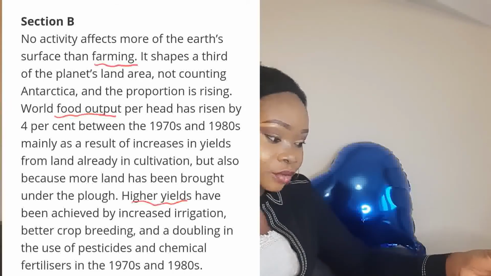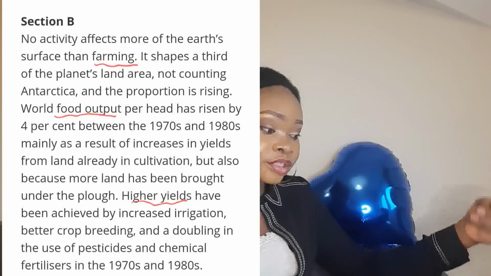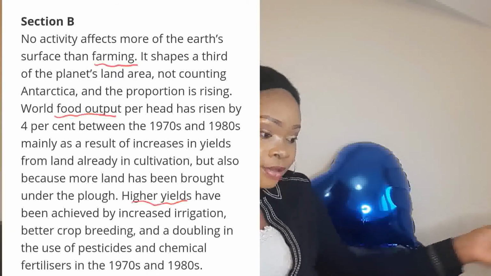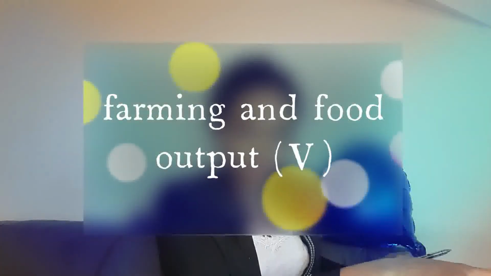Yields. And if you look here, you see where they wrote food output per head. So they're talking about yields. So now the answer should be farming and food output. That should be the answer. That's why you have to read it clearly. Read it and you understand. Read it clearly. Don't just read the first sentence. Yes, they're talking about farming and surface, then they're talking about, no, there's nothing like impact here.